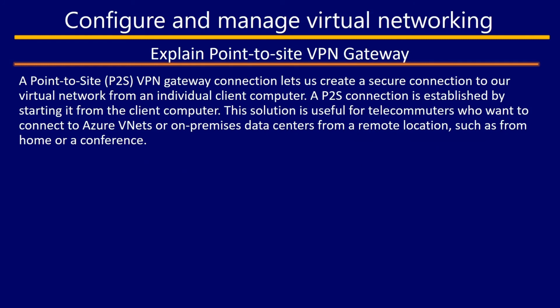Next question is explain point-to-site VPN gateway. A point-to-site (P2S) VPN gateway connection lets us create a secure connection to our virtual network from an individual client computer. A P2S connection is established by starting it from the client computer. This solution is useful for telecommuters who want to connect to Azure VNets or on-premises data centers from a remote location, such as from home or a conference.